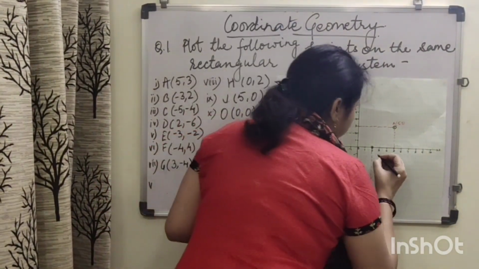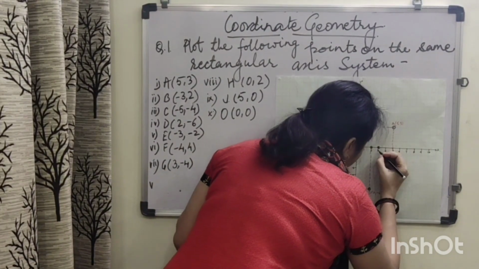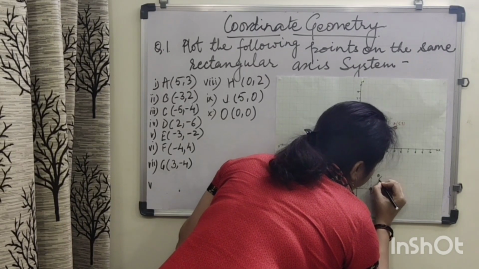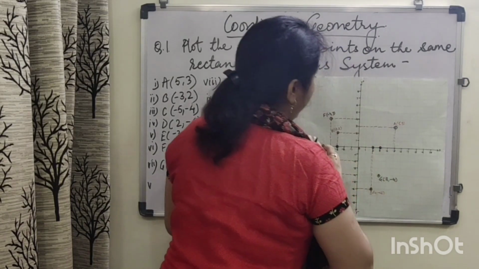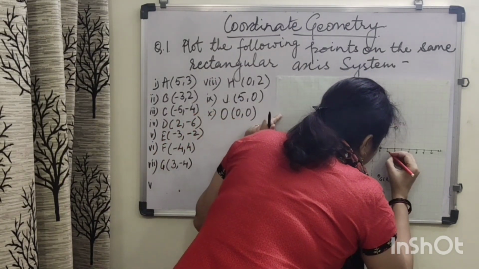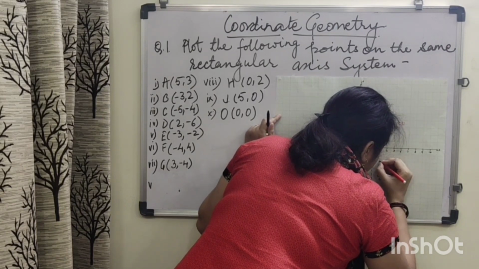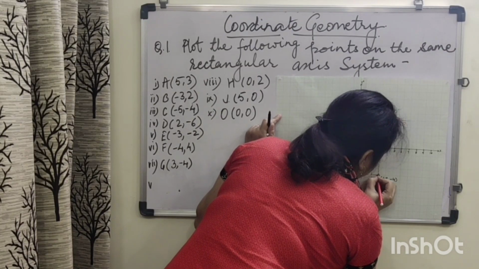Means x is positive but y is negative. So on the x-axis come to the 3 unit distance. This is here. From here you come to -4. This is the point G, 3 comma -4, and from this point you drop perpendiculars both on the x-axis as well as on the y-axis.